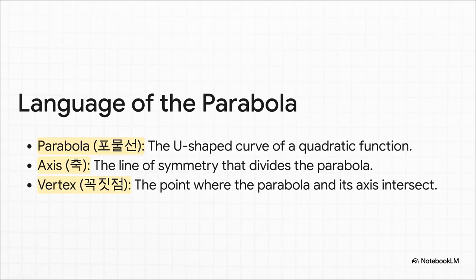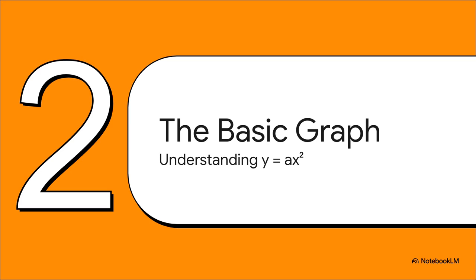Got it? Good. All right, now let's strip everything away. Let's look at the absolute simplest, most basic quadratic function there is. y equals ax squared. You're about to see how just one little letter, a, is secretly running the whole show.